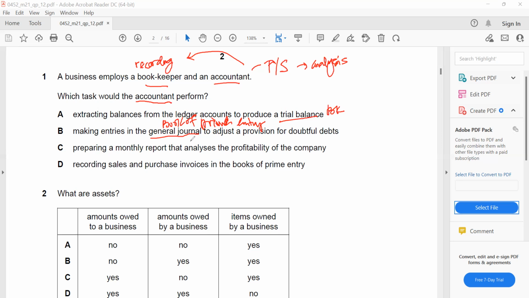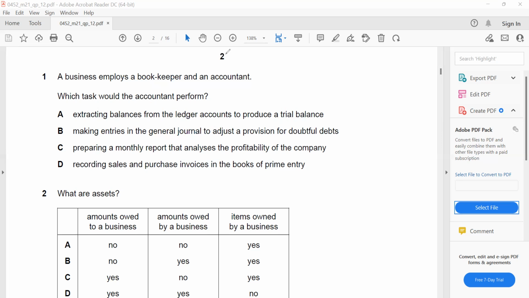Preparing a monthly report that analyzes the profitability, this is an accountant job. Recording sales is the detailed recording in the book of prime entry, so basically this is also a bookkeeper job. So the answer should be C.